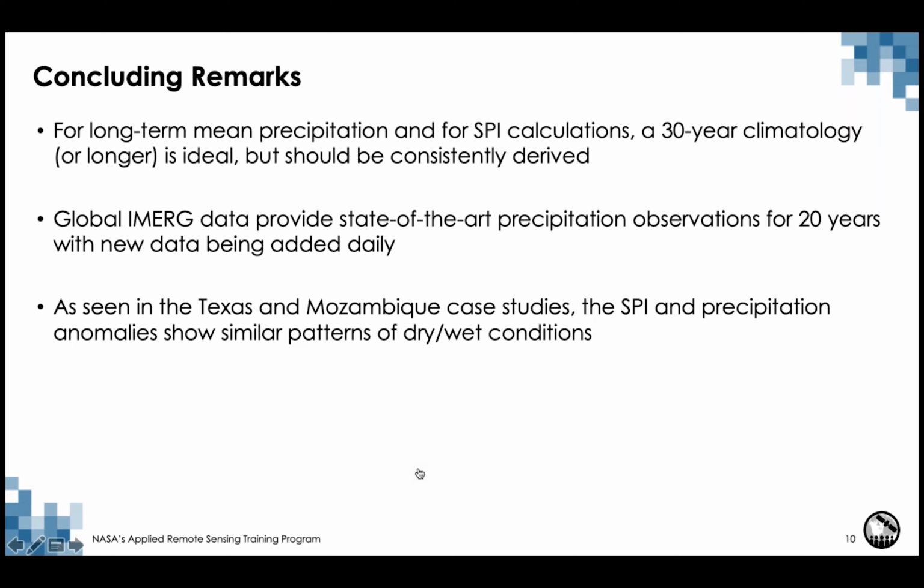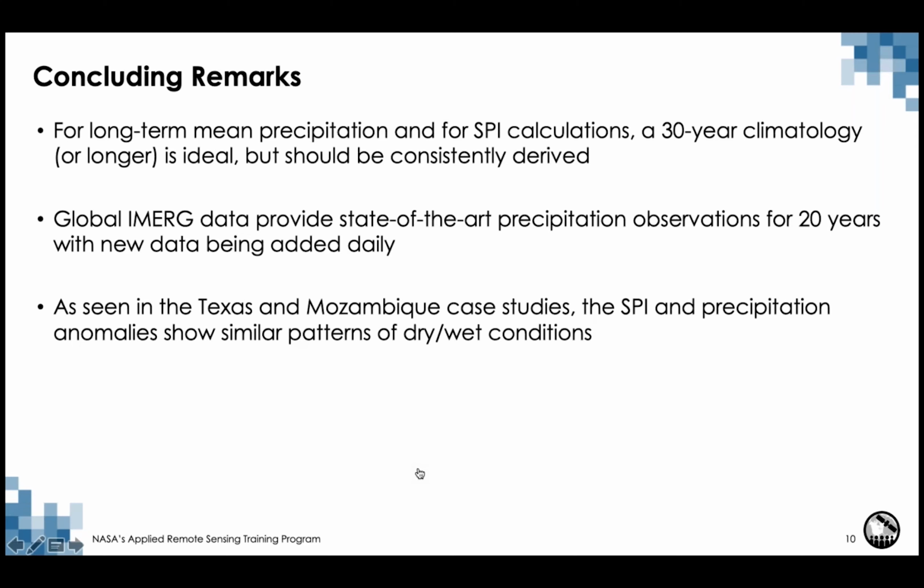And global IMERG data are state-of-the-art precipitation observations. These are observed from satellite. Another alternative is to have weather models, but then models have their own uncertainties also. So this way, IMERG is based more on observation, so that's why I think it's a better data set that way, and it's continually adding more daily data, so the period is getting longer now.